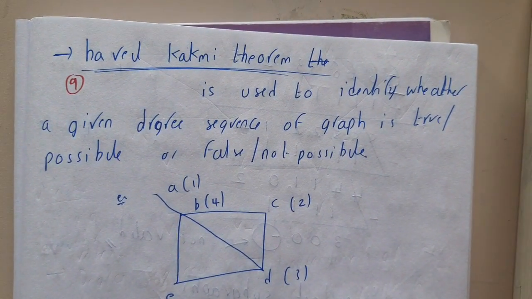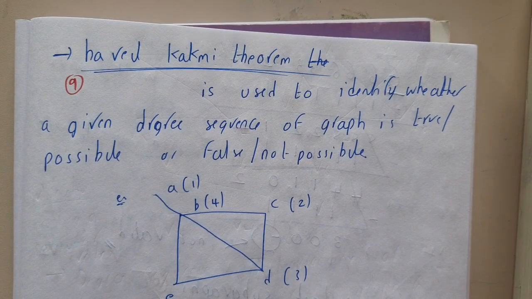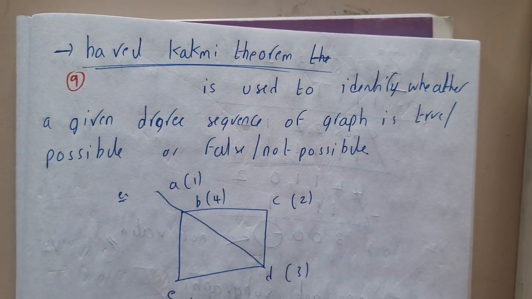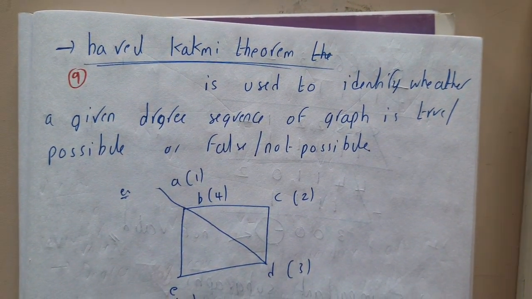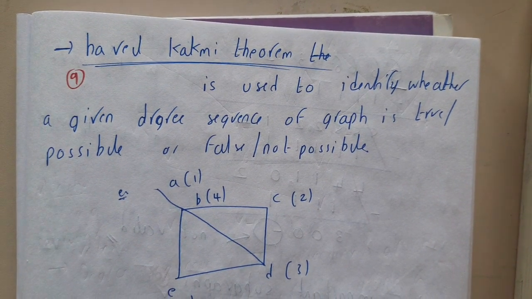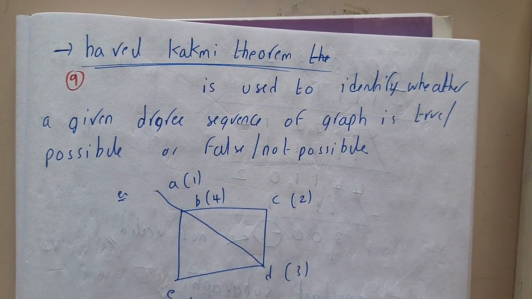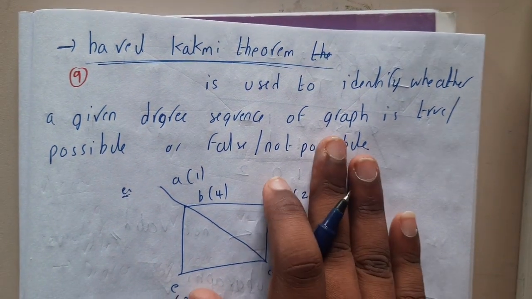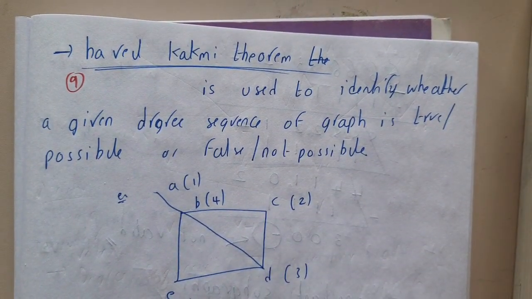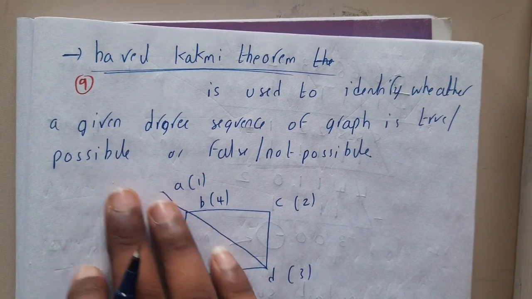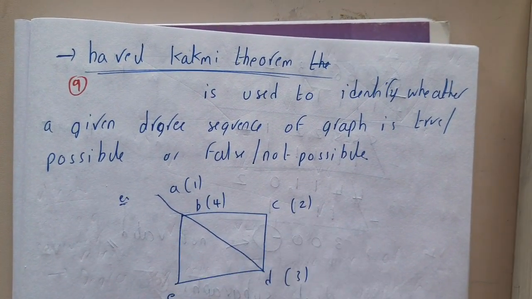In this lecture, let us go through the Havel-Hakimi theorem. This theorem was introduced to find whether a degree sequence graph is possible or not. In our previous lecture, using some tricks we tried to identify this, but if there is a large graph or a large sequence of degrees, it could be really tough to identify. That is the reason why this approach has been introduced. It is used to identify whether a given degree sequence of the graph is true, that is possible, or false, that is not possible.